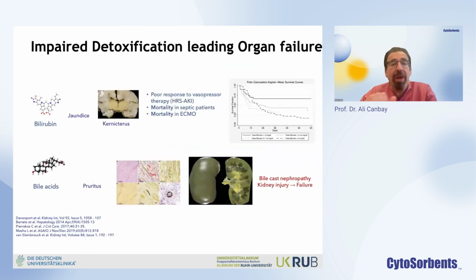So we do have an impairment of detoxification, leading to organ failure. As you can see, as I showed you, you have higher bilirubin values, you have high bile acids, and then you develop jaundice and pruritus. These kinds of patients have poor response to vasopressor therapy because they have acute kidney injury. Mortality is very high in septic patients, and of course in ECMO patients.